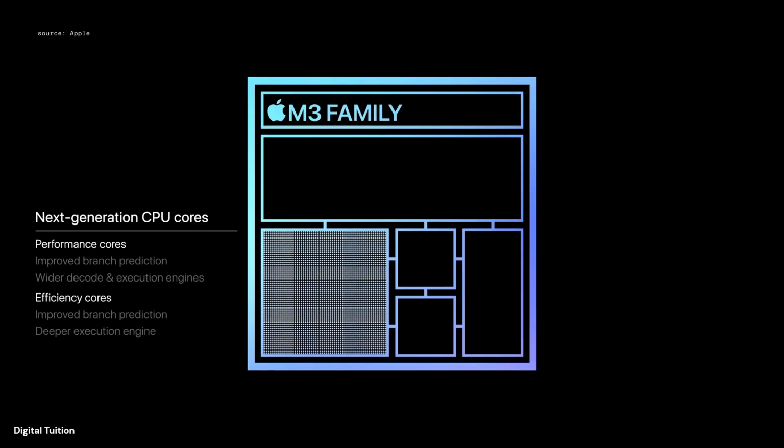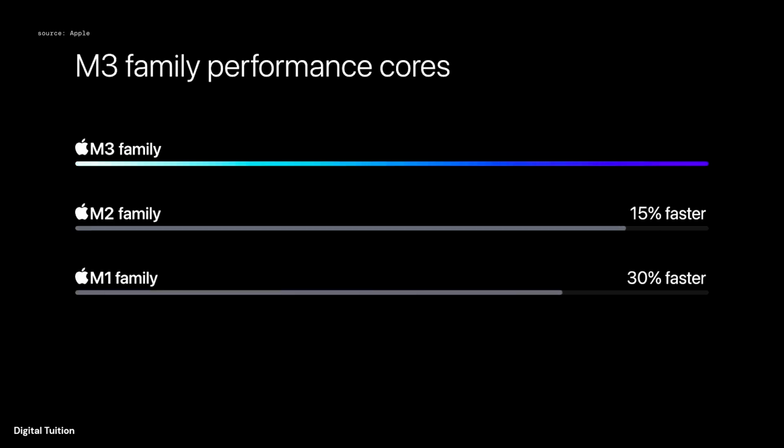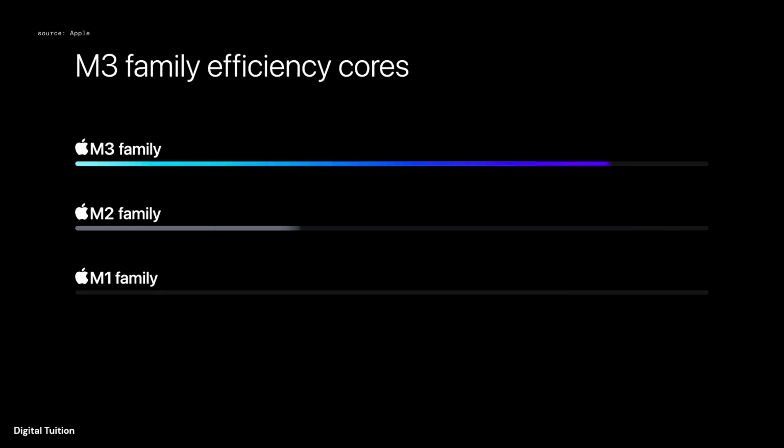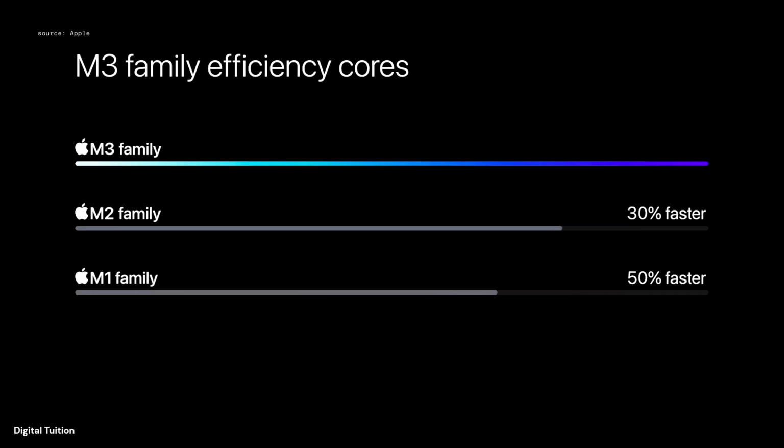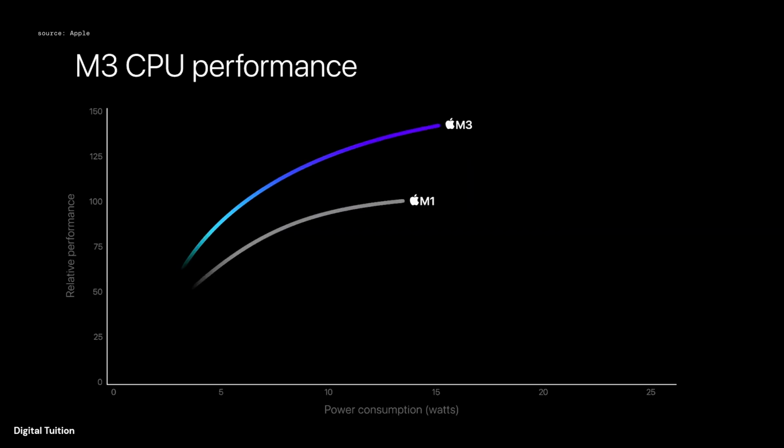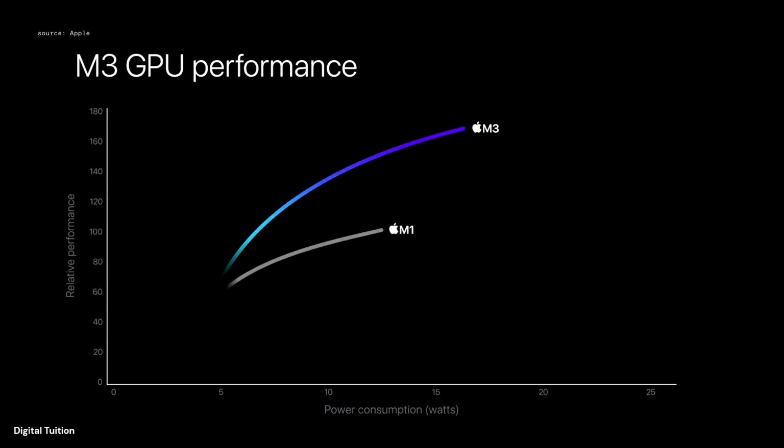Now let's look at the M3 family's next-generation CPU cores. The performance cores are up to 30% faster than the M1 family, while maintaining their fantastic power efficiency. And the efficiency cores take an even bigger leap in performance for many typical tasks, up to 50% faster. This architecture is able to deliver the same multi-threaded CPU performance as M1 with just half the power, and the GPU is able to deliver the same performance as the M1 using nearly half the power as well.